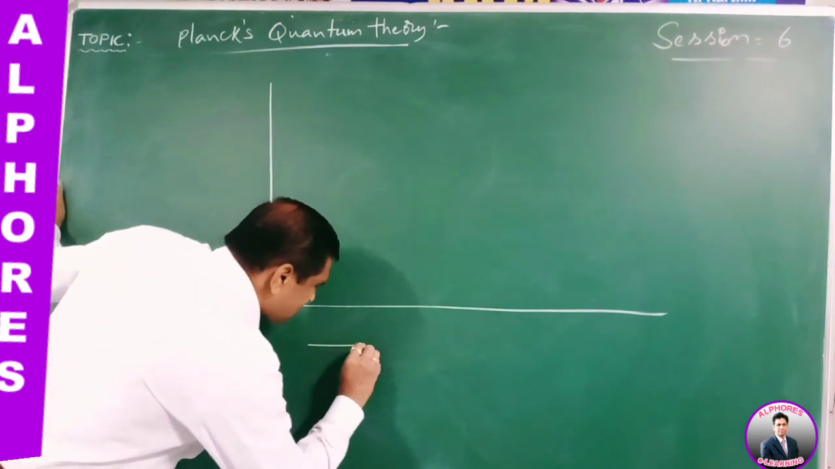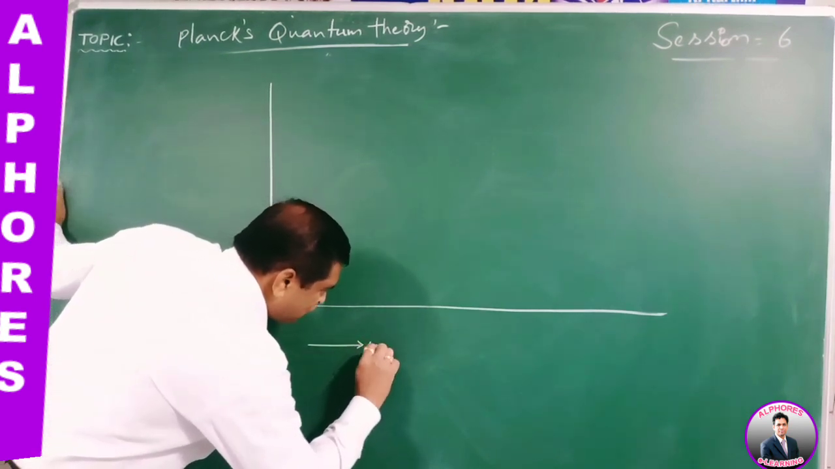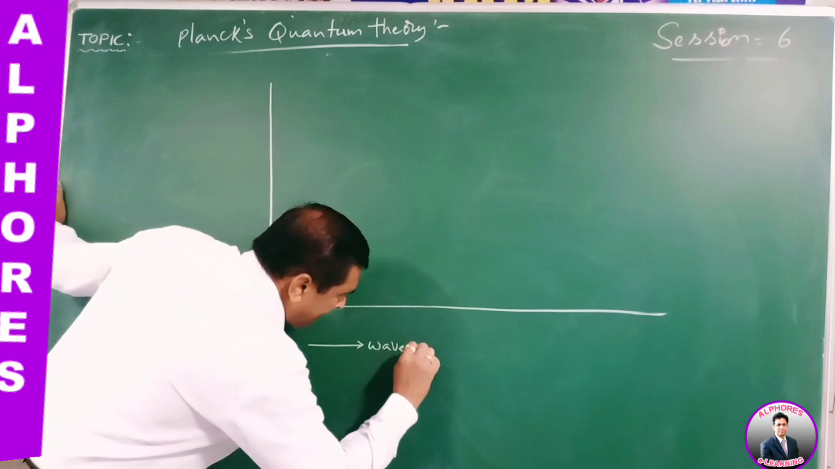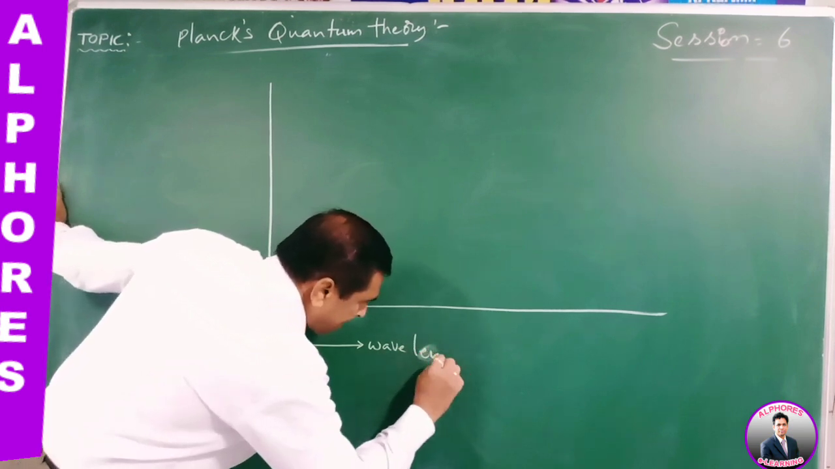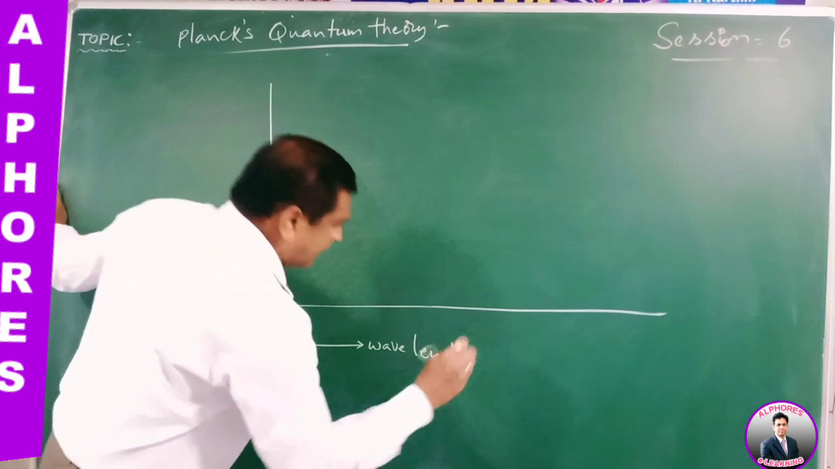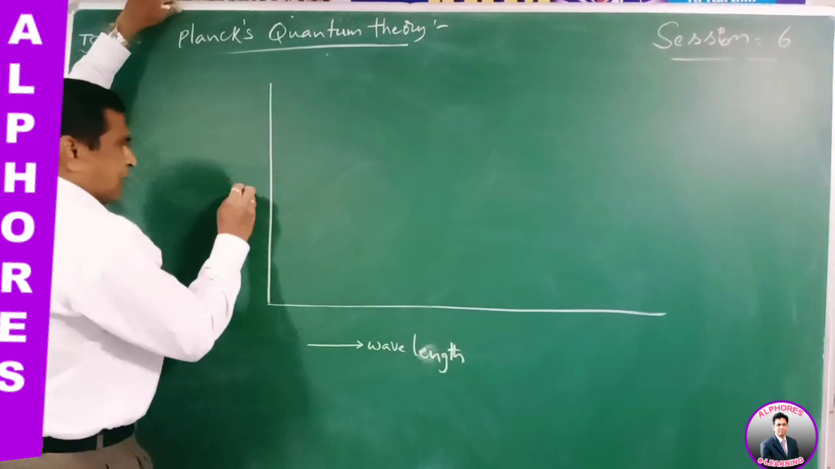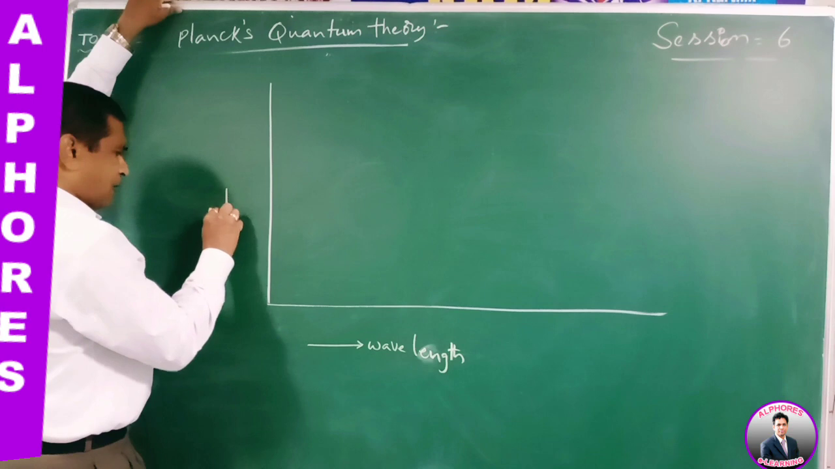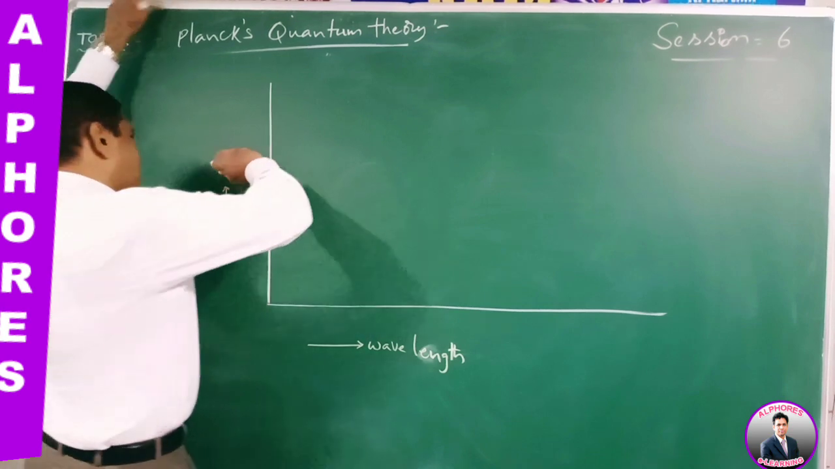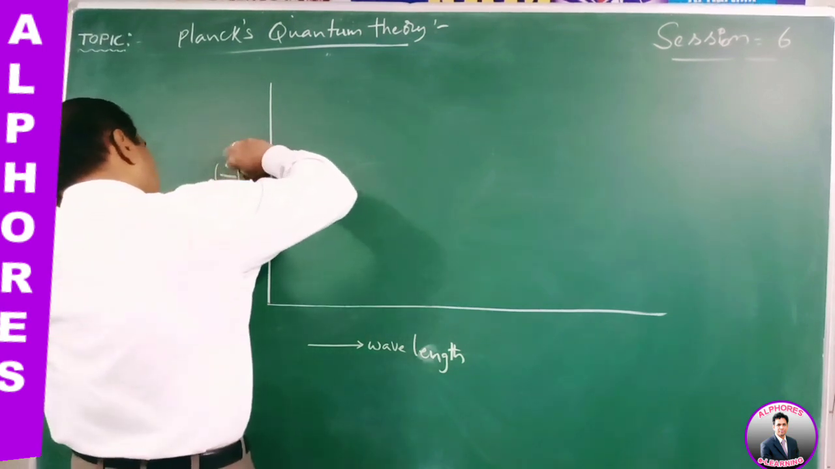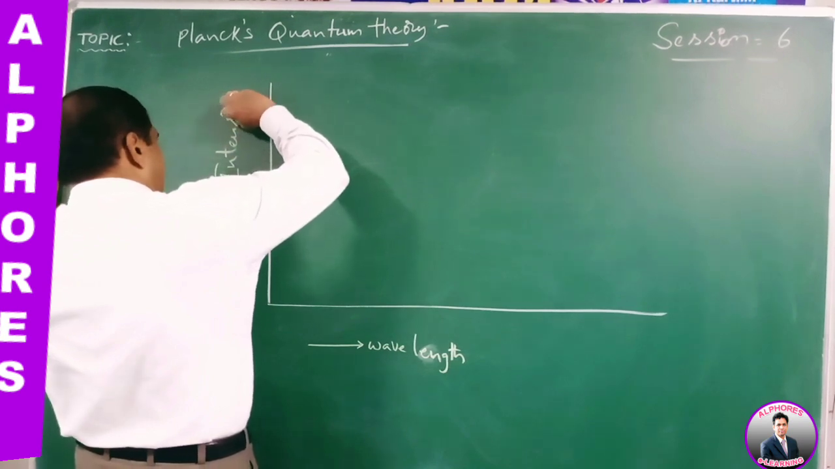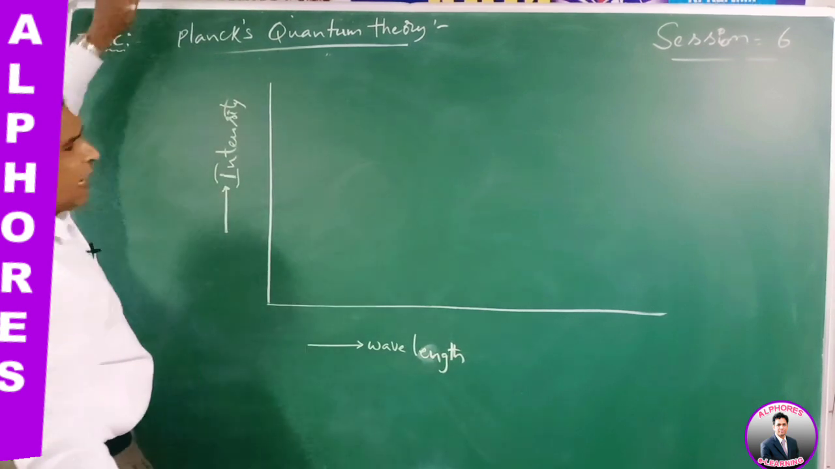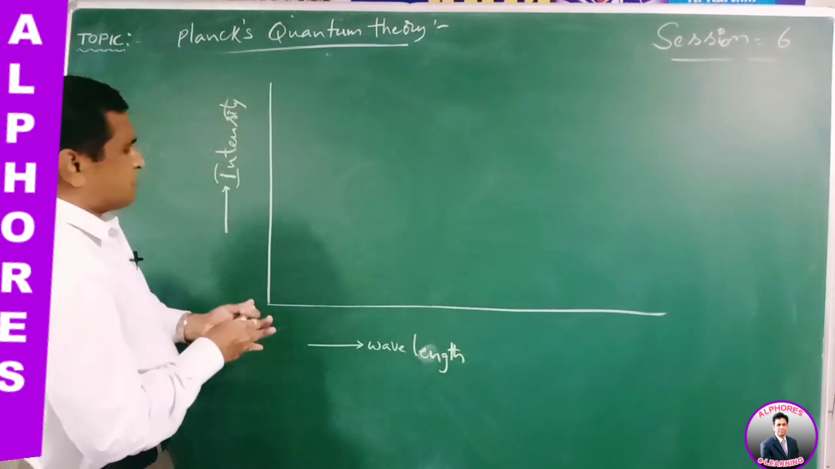Along the x-axis, let us say it is wavelength, and along the y-axis it is intensity. Intensity and wavelength. Say the first graph.